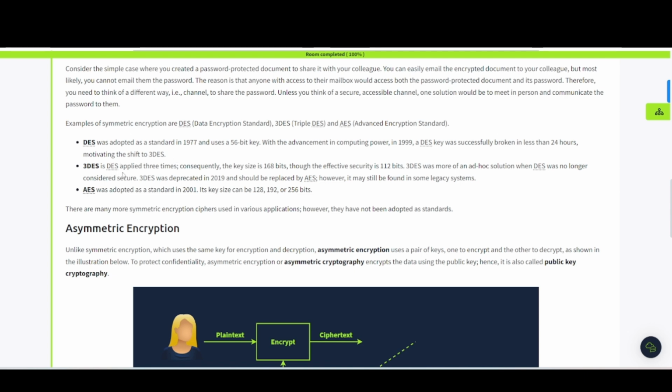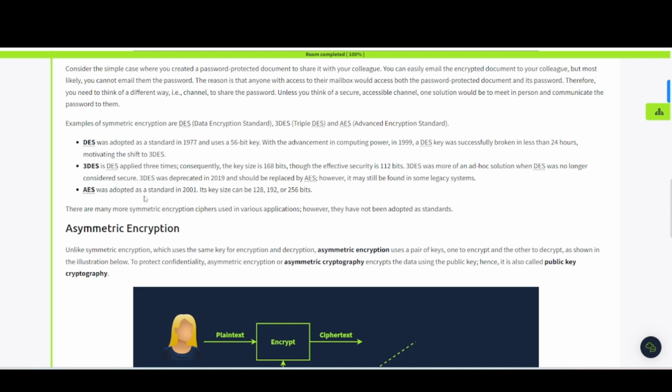Triple DES is DES applied 3 times. Consequently, the key size is 168 bits, though the effective security is 112 bits. Triple DES was more of an ad hoc solution when DES was no longer considered secure. Triple DES was deprecated in 2019 and should be replaced by AES. However, it may still be found in some legacy systems.